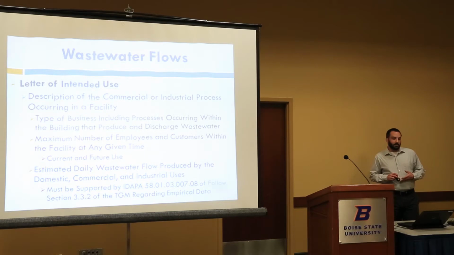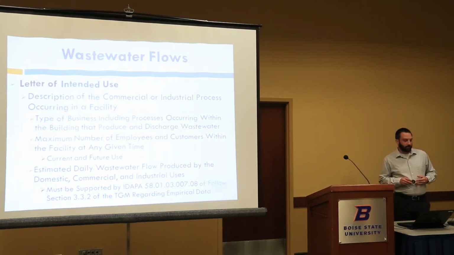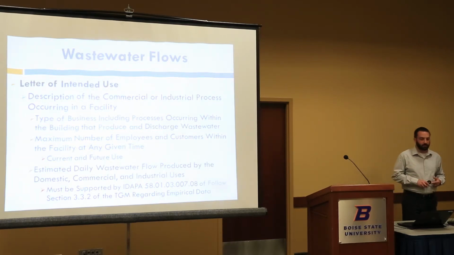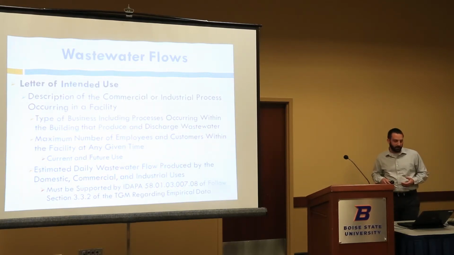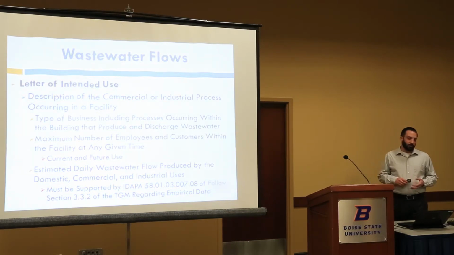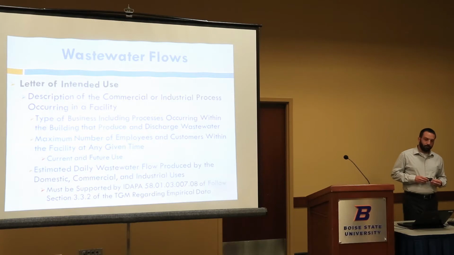So that letter of intended use includes the description of any commercial or industrial process that occurs in a facility. It's going to look at the type of business, including the processes occurring within it that produce and discharge wastewater. So you're going to have domestic uses, which is just your restrooms, hand sinks, drinking water fountains, break room, maybe showers potentially. And then you're going to have some form of commercial or industrial process, and whatever that process is may produce some sort of wastewater byproduct. That's what we're wanting some additional information on.